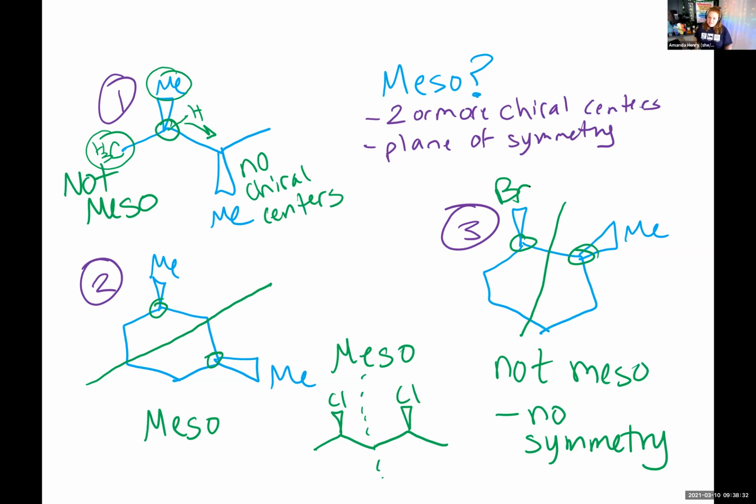Would number 2 be meso if there was another substituent? Oh, that's a good question. Okay, let's see. Let me erase some stuff just to give myself some space.